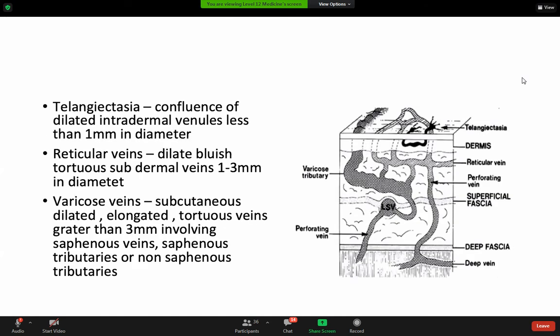There are definitions you must know so that when you do the examination, which is mainly inspection only, as we will explain tomorrow, you can differentiate. So telangiectasia is usually very, very small dilated veins less than 1 millimeter in diameter. Reticular veins are between 1 and 3 millimeters. And then I say varicose vein if it's more than 3 millimeters.